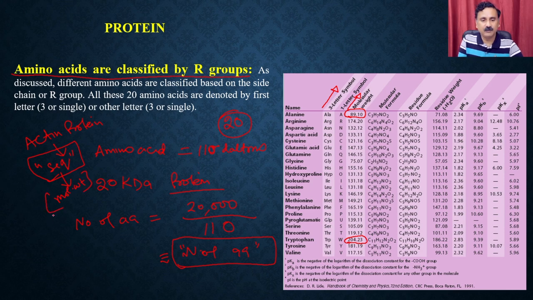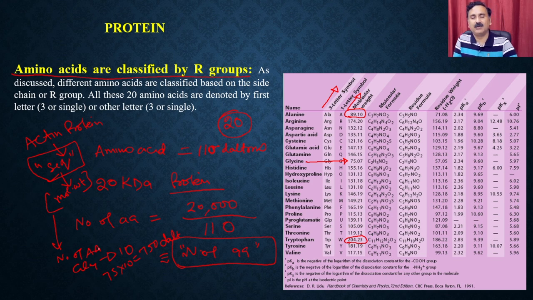Then what you have to do is first count the number of amino acids. For example, if I say the number of glycines, suppose the number of glycines is 10, you can just go with the glycine table. Glycine's molecular weight is 75, so 75 times 10 is 750 Dalton. And that's how you are going to do the calculations.